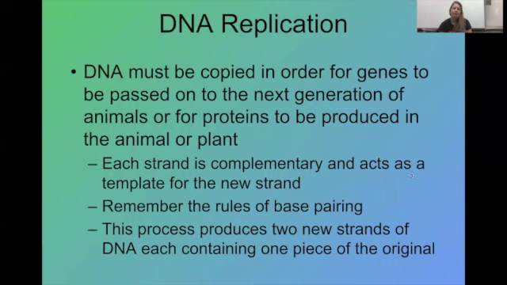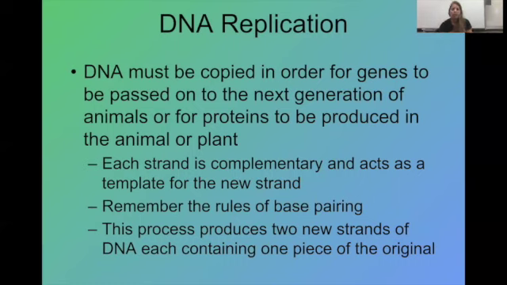DNA must be copied for the genes to be passed on to the next generation in animals, or for proteins to be produced, so that every cell in your body has the exact cookbook. All your cells in your body have this cookbook. The difference between a heart cell and a skin cell and a liver cell is the chapter of the cookbook they're reading, but they all have the full cookbook.